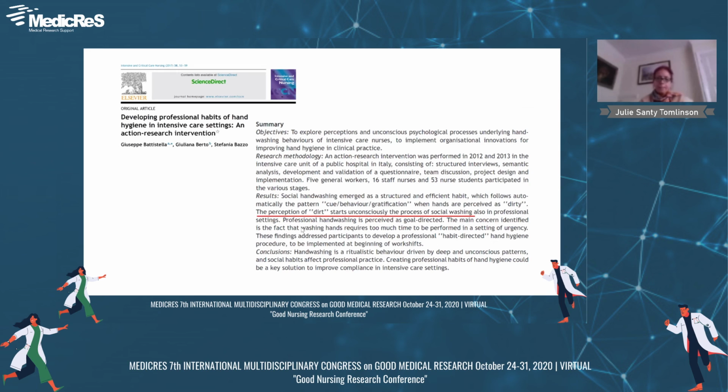So they undertook an action research intervention, and what they did was development and validation of a questionnaire and things like structured interviews, team discussion, and designing the project with the people who they were looking at. They had, for example, general workers, staff nurses and student nurses participating in various stages of the research. And the results are quite interesting from that point of view.